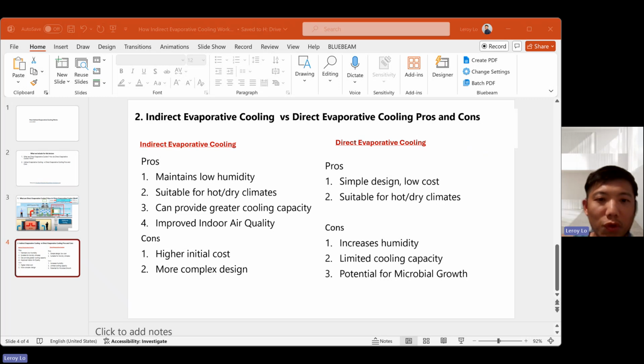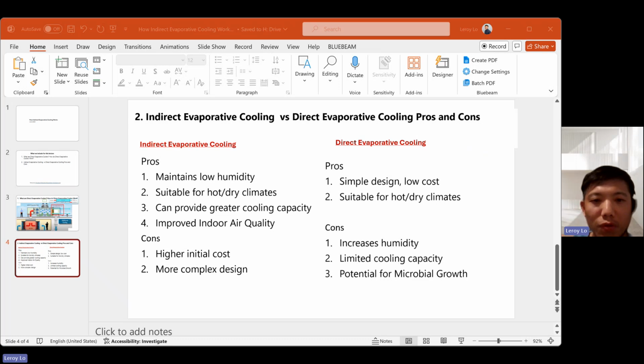Number two, it is suitable for hot and dry climates. The cooling process in indirect evaporative cooling is more efficient in hot and dry environments, making it well suited for this type of climate. Number three, greater cooling capacity. Indirect evaporative cooling systems can provide a greater cooling capacity compared to the direct type, allowing them to cool larger spaces more effectively. So normally data centers will go with this indirect type.